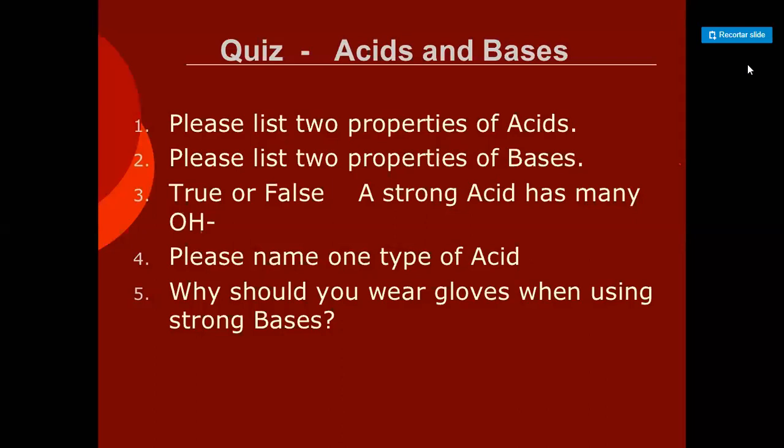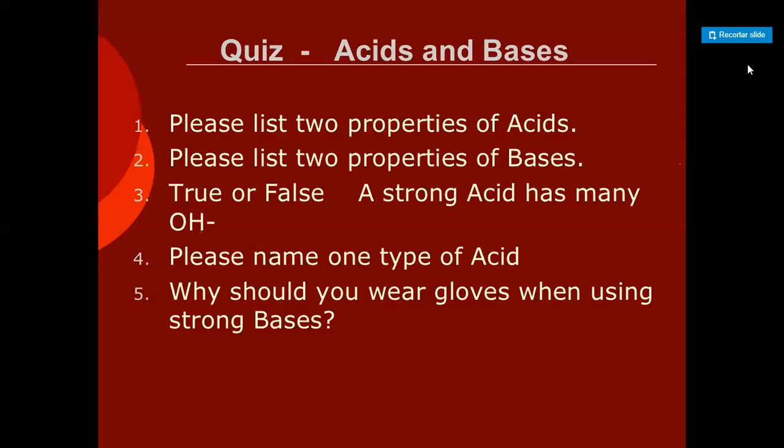Okay, now the third question, we will just discuss it orally. A strong acid has many OH ions. Is it true or false? False. A strong acid, what does it have? Hydrogen ions, H plus ions. And the base has OH ions. Okay.